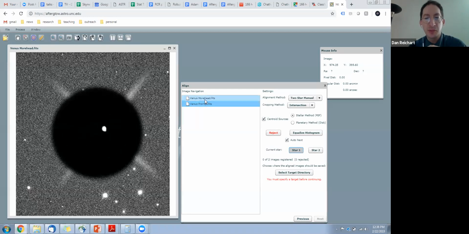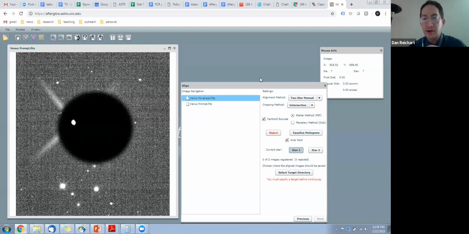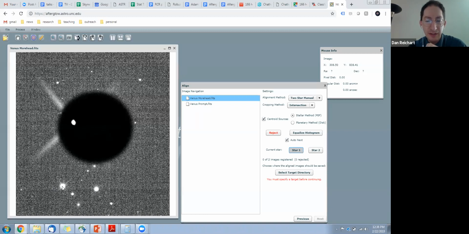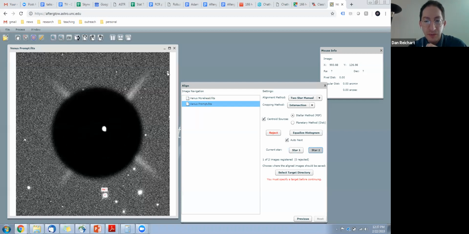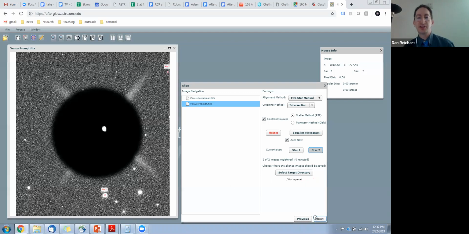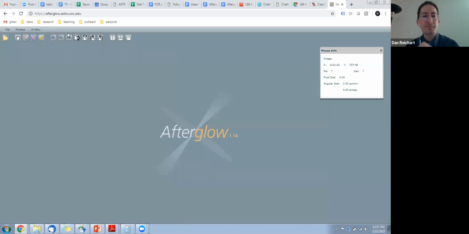So I'll show you the 2 images. There's the prompt image, there's the Moorhead image. So you can see similar background stars between the 2 of them there. It's still on 2-star manual. So I want 2 stars that are kind of well separated. And so maybe this one and this one. Let's see if it's, yep, they both are in both images. Another one would be this one right here. Start with Moorhead. I'm going to select star 1. It's moved over here. Star 2. It's moved right to the edge of the image, but still should be fine. Target directory, workspace, next. So it's rotating and scaling those 2.